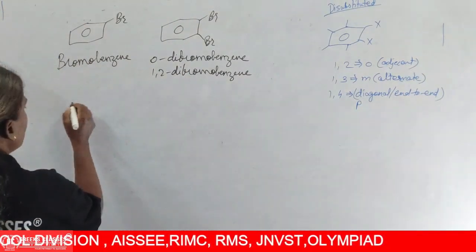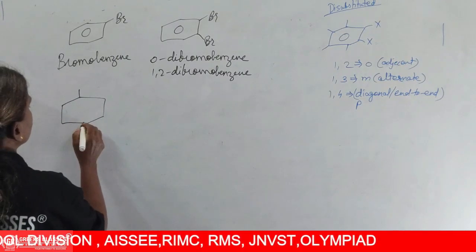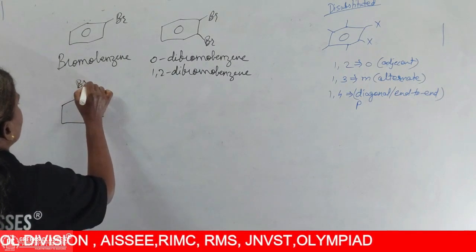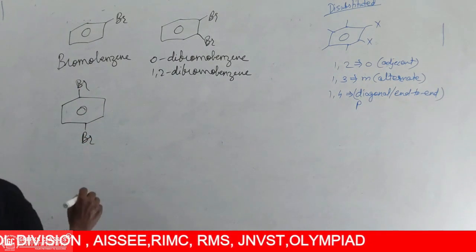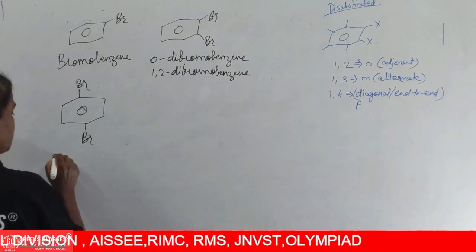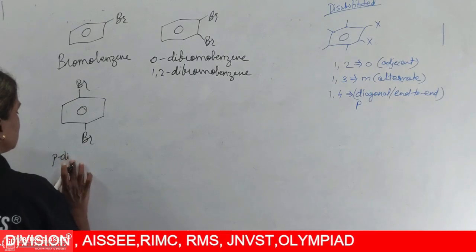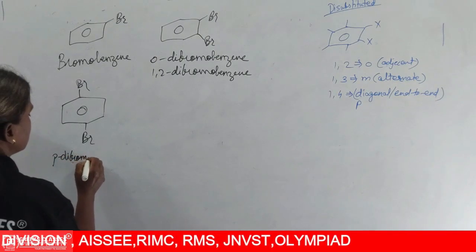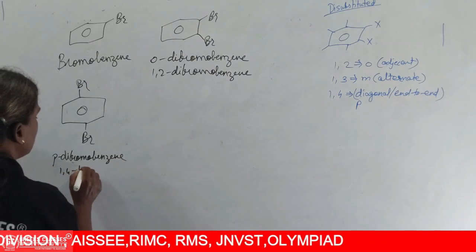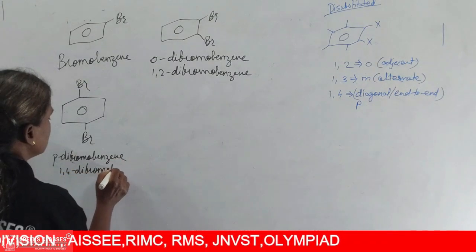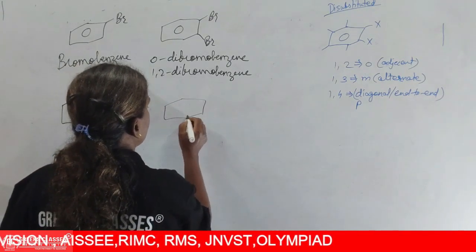Okay, now the same thing: if I have, let's say, bromine at this position, then in this case it will be para-dibromobenzene, or we may also say this one as 1,4-dibromobenzene.